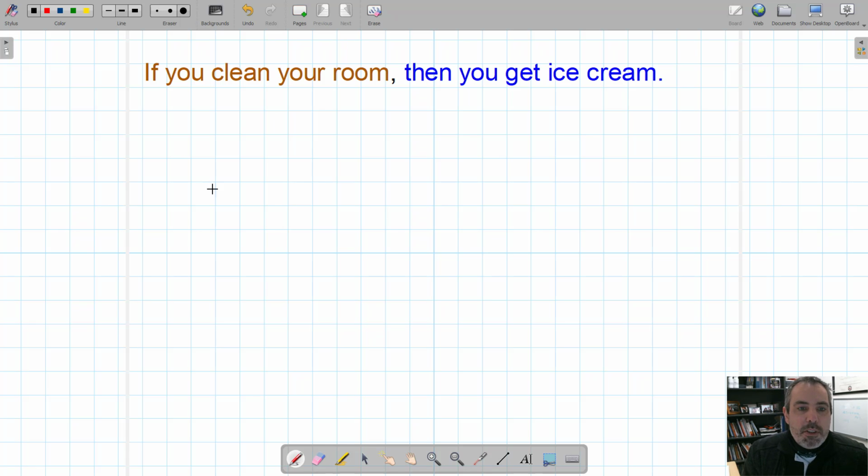So to start out with, a lot of times you are going to see that we will take two statements. One of these statements is you clean your room. The other statement is you get ice cream. And we put those statements together in some way, shape, or form. In this way, we really have a hypothesis and conclusion. If you do this, then this is going to happen.